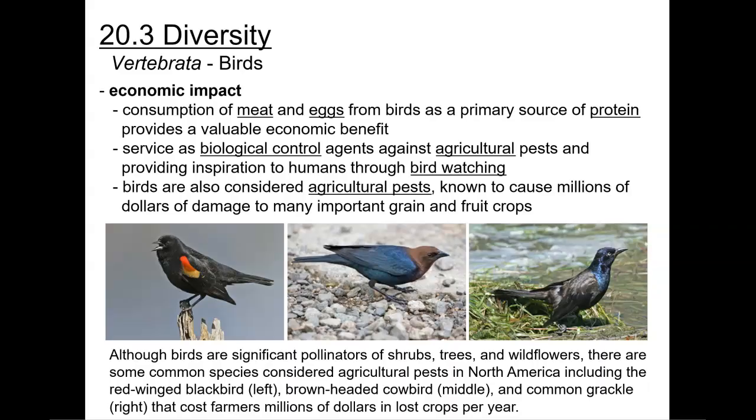Birds are also going to be considered agricultural pests. They're known to cause millions of dollars of damage to many important grain and fruit crops. Although birds are going to be significant pollinators of shrubs, trees, and wildflowers, there's going to be some common species considered agricultural pests in North America, including the red-winged blackbird, the brown-headed cowbird, and the common grackle, that are going to cost farmers millions of dollars in lost crops per year.